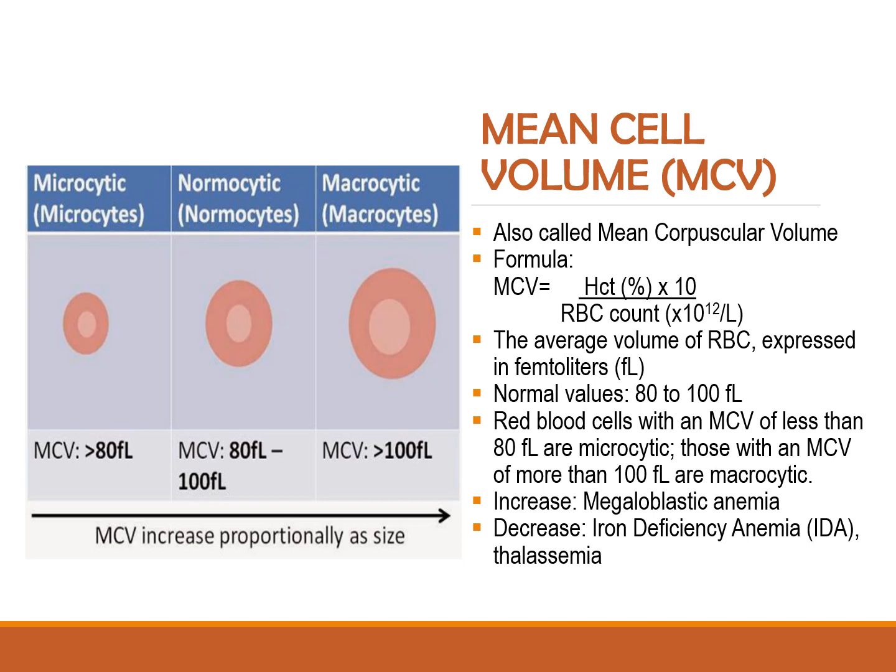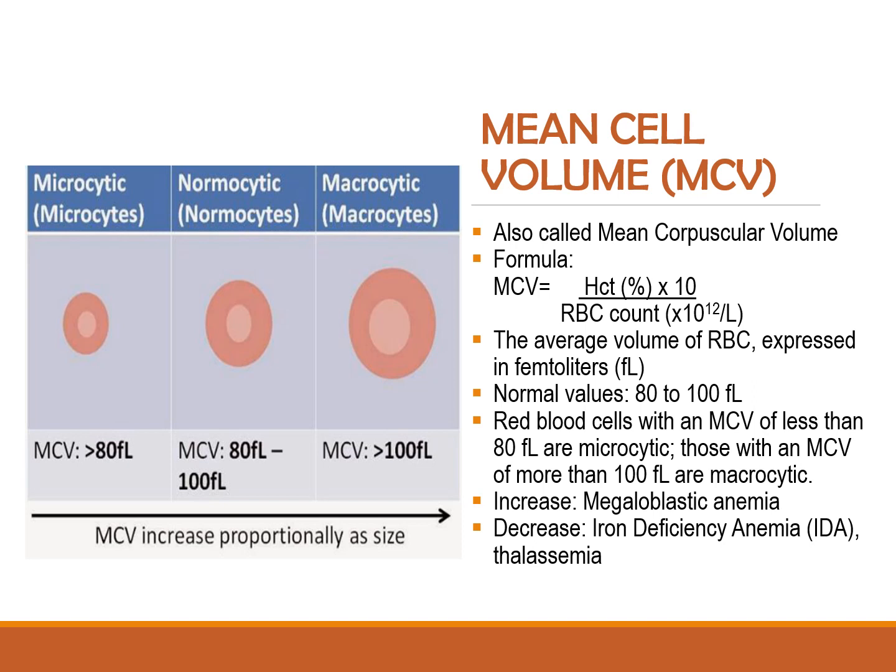The average volume of an RBC is expressed in femtoliters or fL. For the normal value of this parameter, MCV ranges from 80 to 100 femtoliters. Red blood cells with an MCV of less than 80 femtoliters are considered microcytic or microcytes. Those with an MCV of more than 100 femtoliters are considered macrocytic, also known as macrocytes.